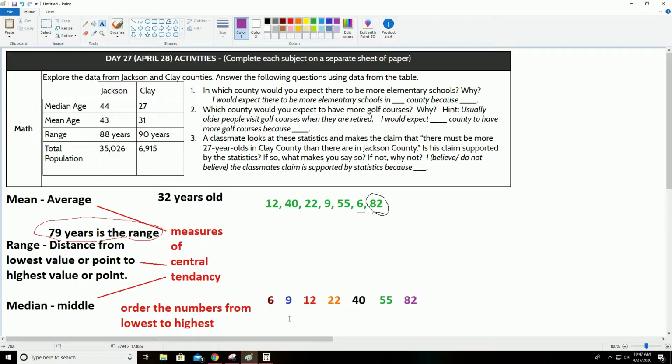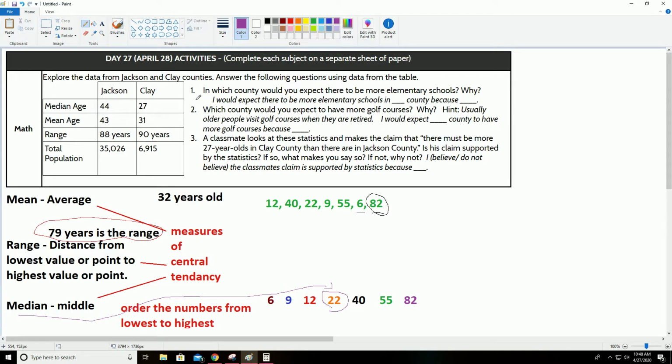So if I put these in order from least to greatest like I did, we have to find the number that's in the middle. Well, if there's 3 on this side and 3 on this side, 22 is going to be in the middle. So that means 22 has to be our median. So 22 would be our median because it's right in the middle. All right. So that's what these 3 words mean: mean, median, and mode.